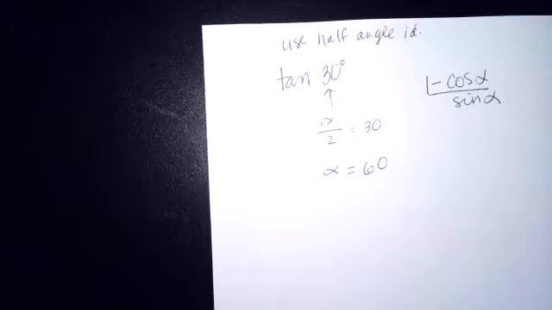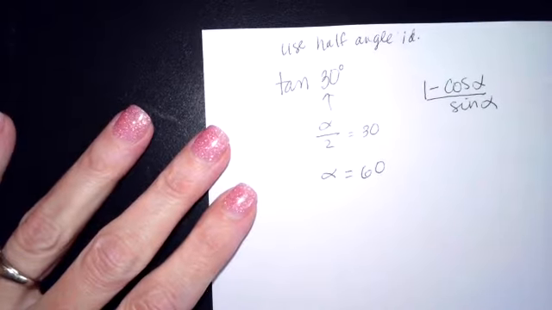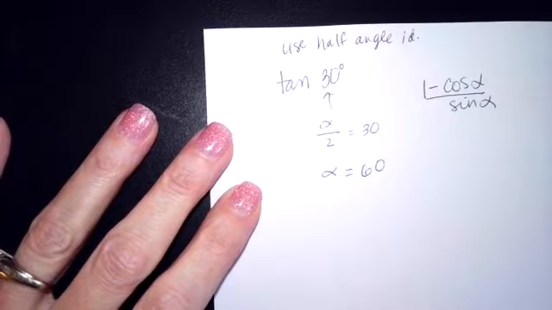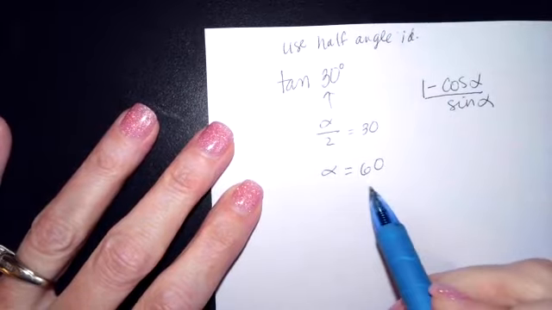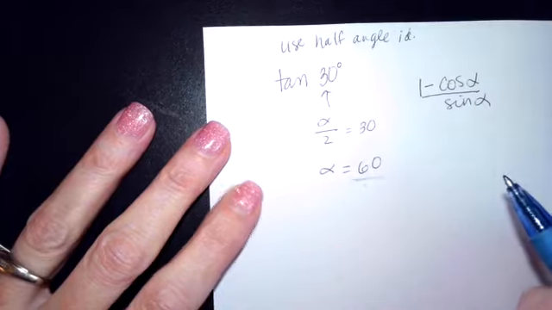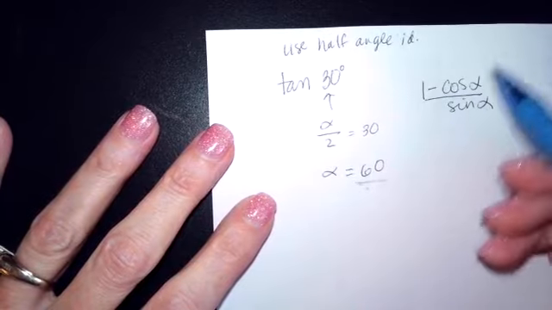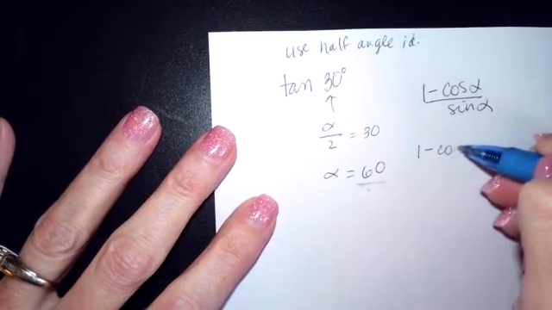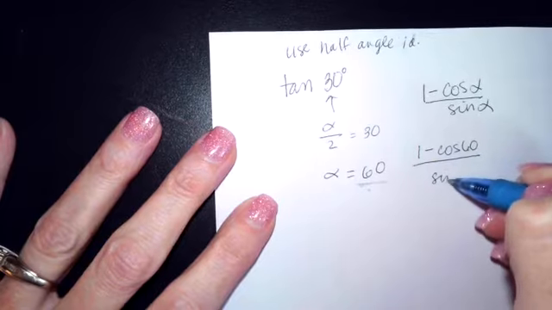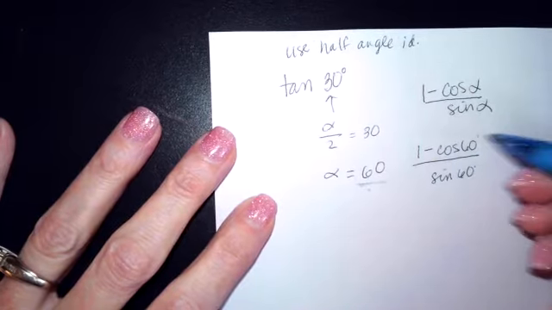Okay, so alpha, I'm so tired, otherwise I would have been able to figure out the other one. Okay, alpha is 60 degrees. I'm such a dummy. Alpha is 60 degrees. So we got 1 minus cosine of 60 degrees over sine of 60 degrees. I feel so dumb right now.